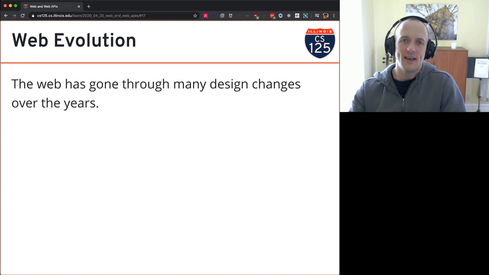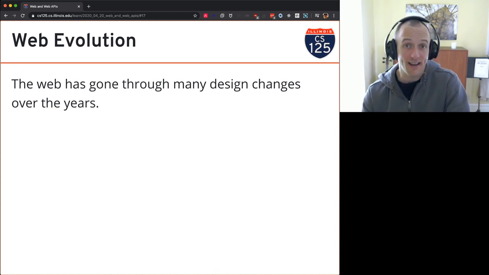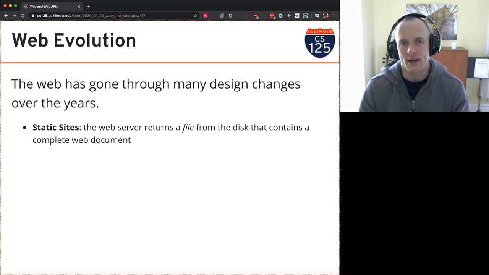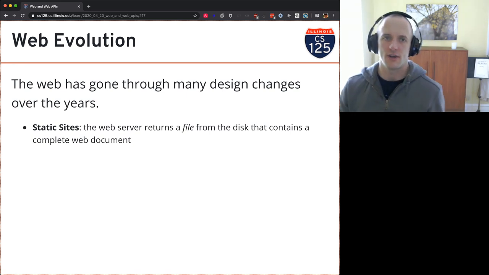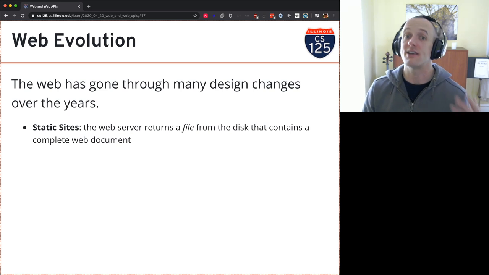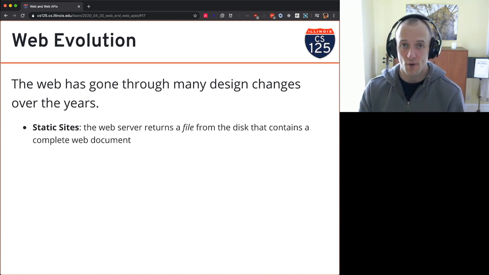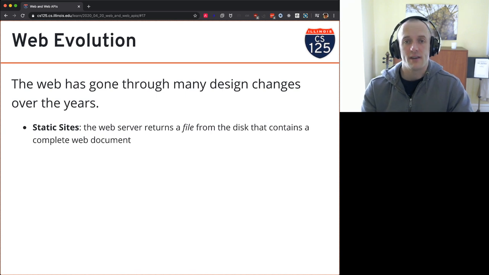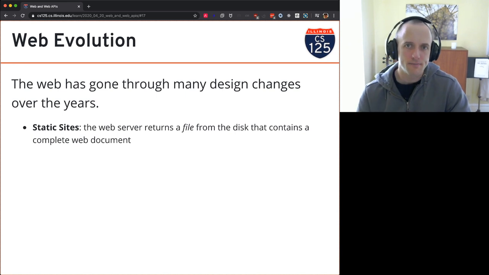But the way that the content that is delivered to your browser has changed a lot over the years, and particularly during my lifetime, right? So there's a notion of what's called a static website, right? Meaning that when you make a request, the server always gives you the same page. And in fact, the contents of that page are sitting in a file on disk. The CS125 website is a static site. When you go to cs125.cs.illinois.edu, what the web server does is there's a file sitting there that has the contents, and it picks up that file and sends it back to you, basically.